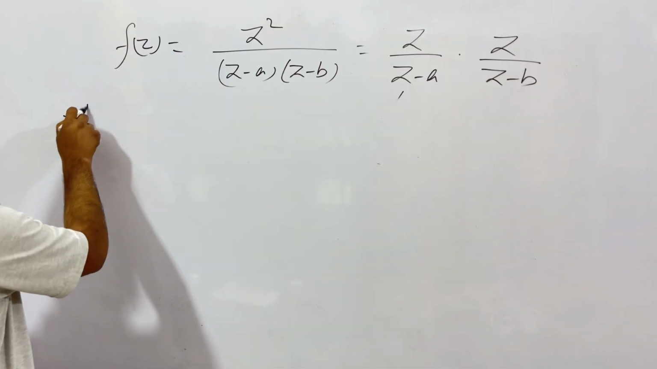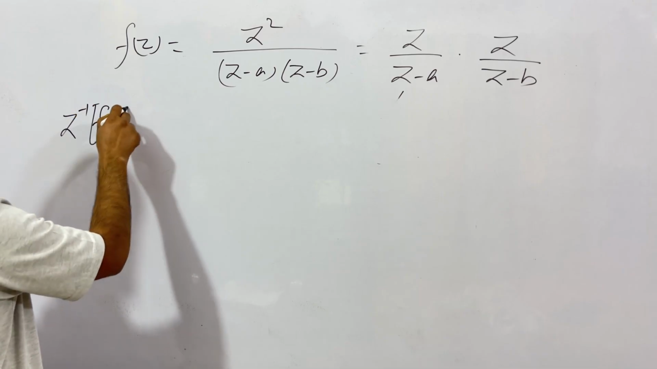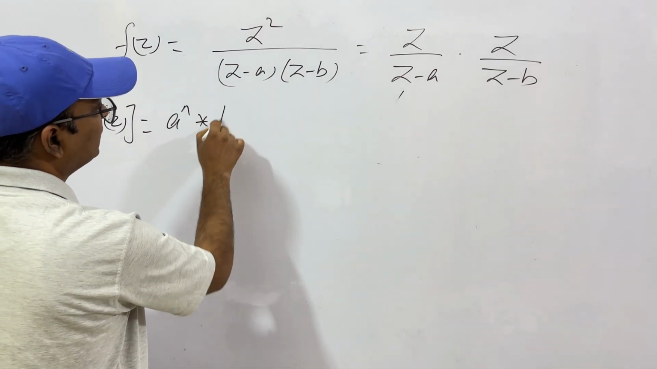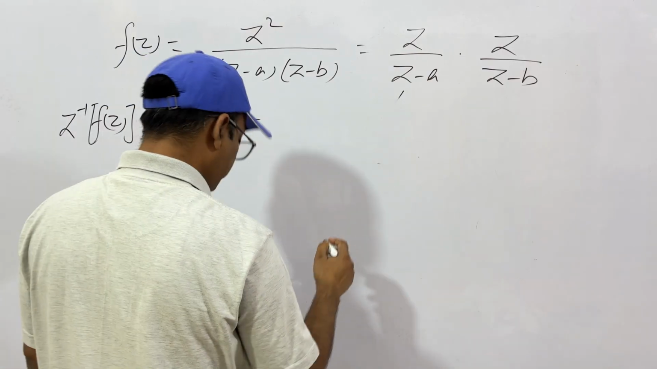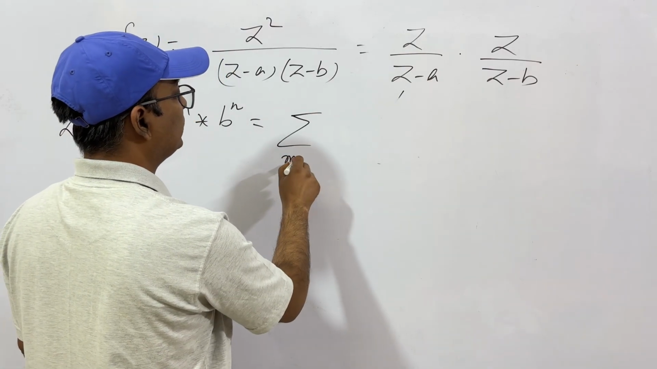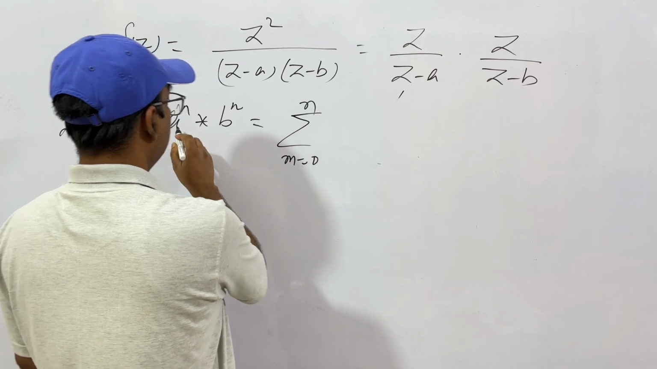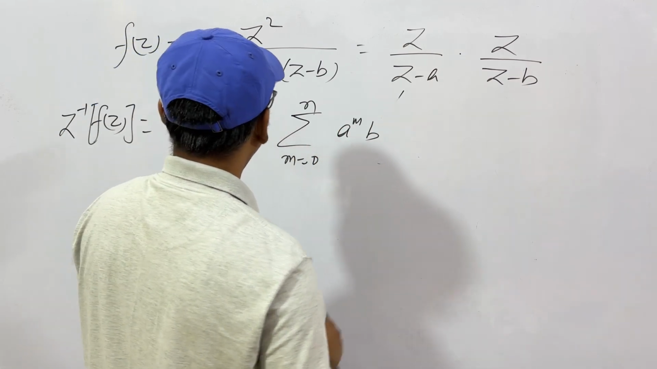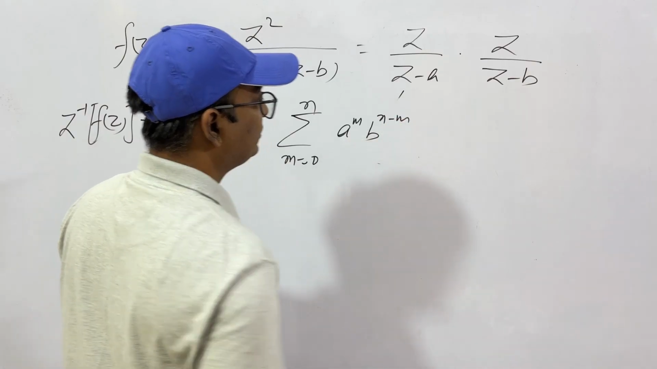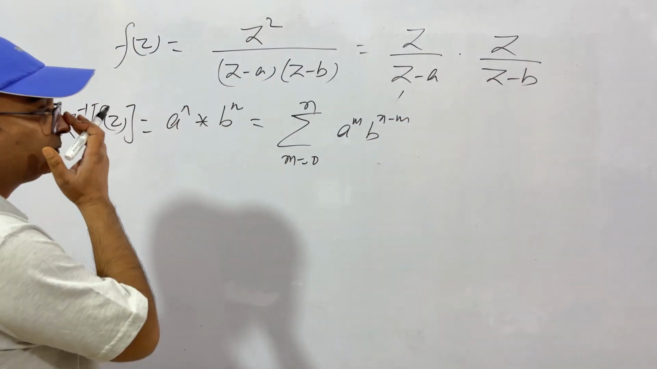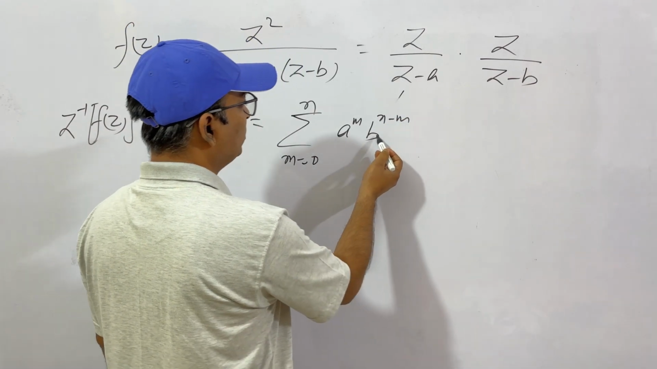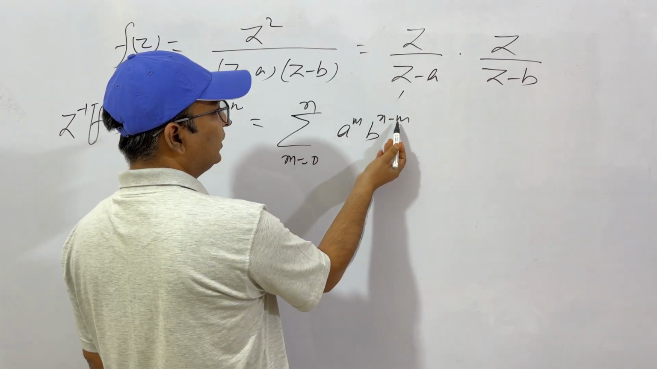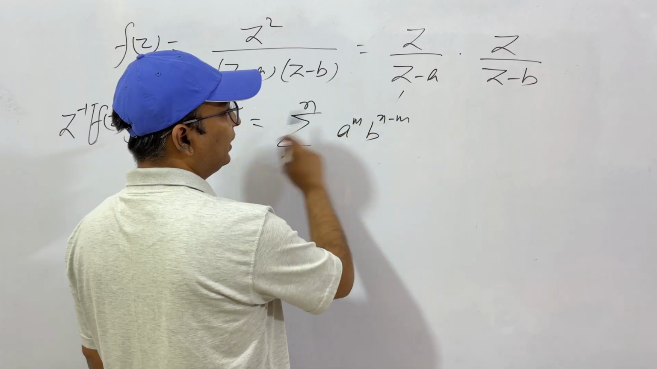So Z inverse of this function is the first sequence a to the power n, convolution the second sequence, and you have seen that this is given as the summation from m equal to 0 to n of the first function a to the power m and the second function b to the power n minus m. This is from the convolution theorem. So we can take b to the power n out because m is the variable here. See, m varies from 0 to n, so m stays inside the summation and n we can take out.